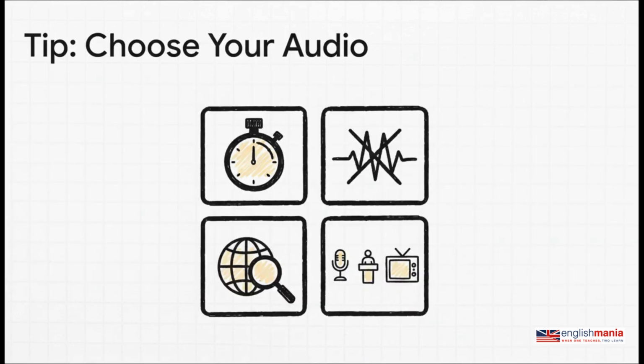Now, for that first step, choosing your audio, here are a few things to keep in mind. First off, keep it short. 1 to 3 minutes is absolutely perfect. Second, make sure you find a clear speaker, no heavy background music or noise. And finally, be deliberate about the accent you want to practice. Things like TED Talks, podcasts, or news reports are all fantastic sources to get you started.